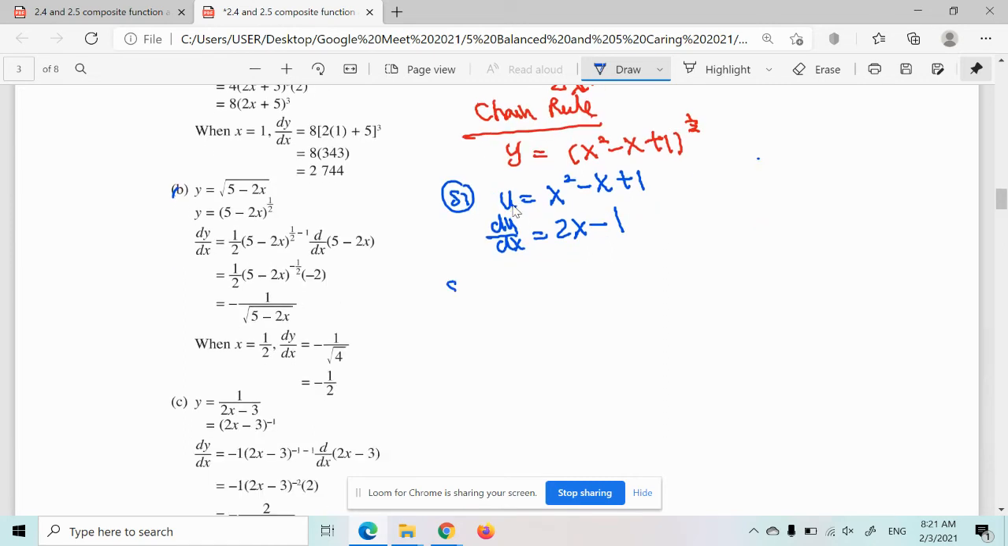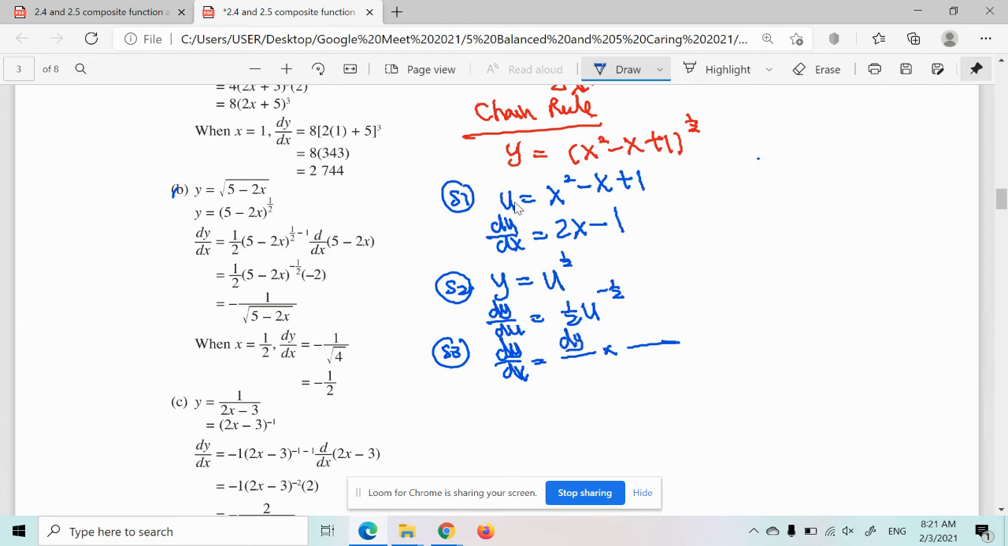And then step 2. Look back at the original question. The equation becomes y equals u power 1 over 2. So y to u, dy du. Then you have 1 over 2 u power negative 1 over 2, power minus 1. Step 3, make the chain rule. So you want to find dy dx. So dy dx equivalent, dy put here, dx put here.